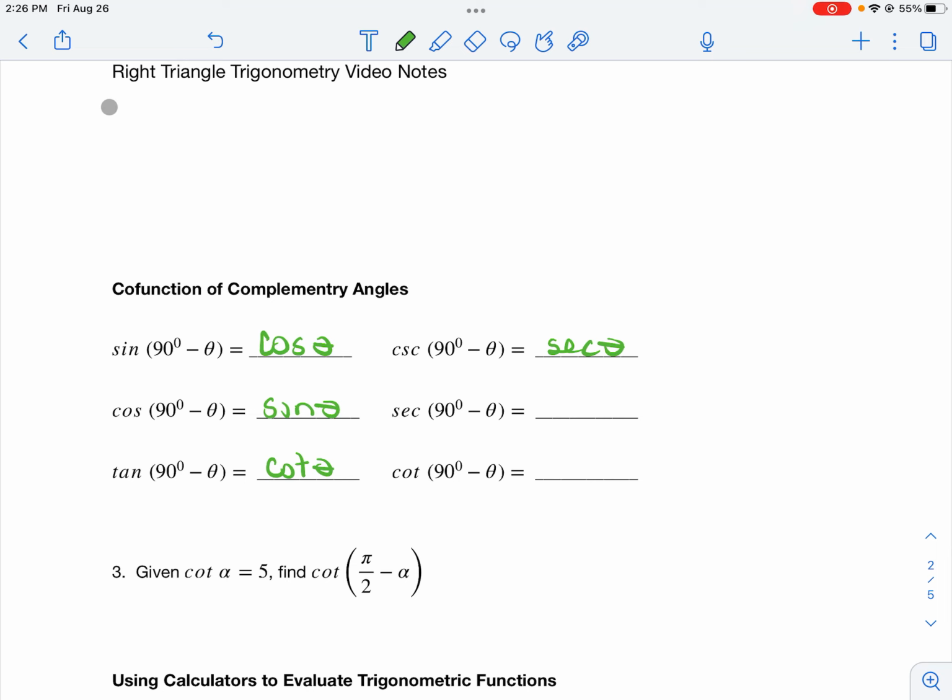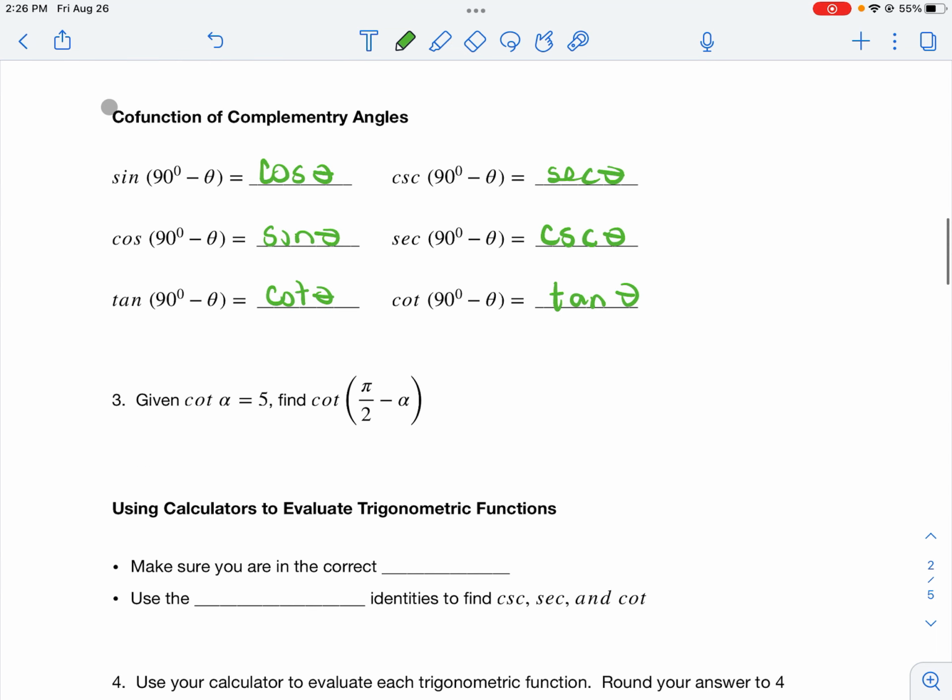And it's cool that these work in any complementary angle set. Secant of 90 degrees minus theta is equivalent to cosecant of theta, and the cotangent of 90 degrees minus theta will give you the same measure as tangent of theta. So using our cofunction identities, we were given that the cotangent of theta is 5. So we want to find the cotangent of pi over 2 minus theta. So pi over 2 is just 90 degrees, just written in radians this time.